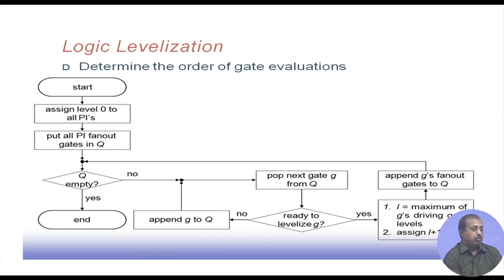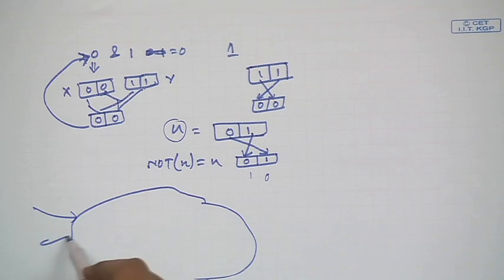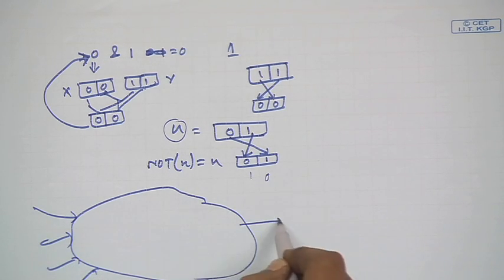Next part is to do a levelization. The objective of this stage is to determine the order in which the gate evaluations will take place. The problem is that if we have some logic circuit like this, it has a number of inputs and a number of outputs.